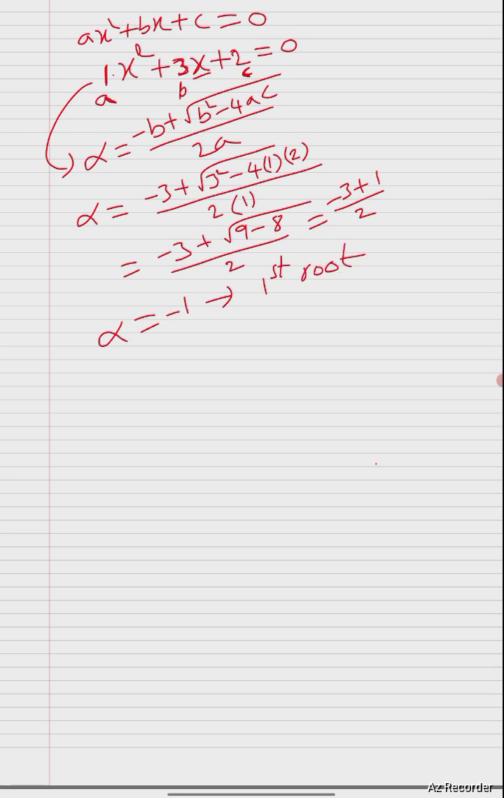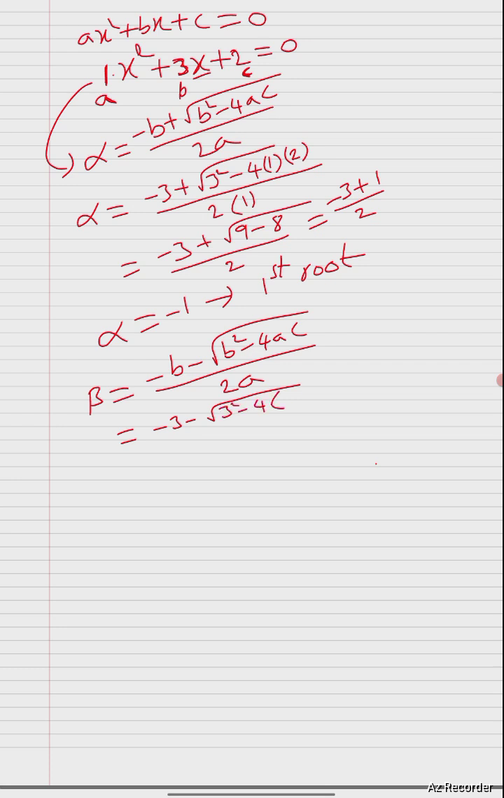Next let us calculate the second root, which is beta. The beta is given as minus b minus root over b square minus 4ac, whole divided by 2a. Okay. Now what is beta here? Minus b means minus 3, minus root over 3 square, minus 4 into a. A is 1. C is 2. Divided by 2 into 1.